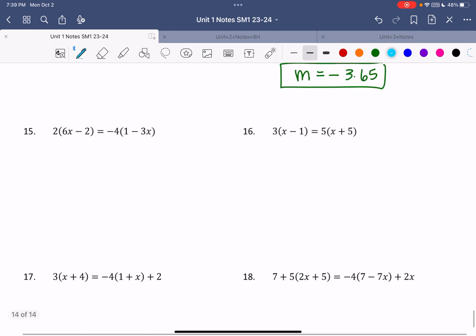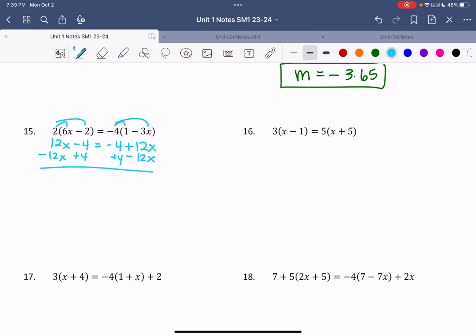All right, here we go. Distribute. 12x minus 4 equals negative 4 plus 12x. Move our variables, subtract 12x, move our numbers, add 4. Well, everything cancels out. We get 0 equals 0, which is a true statement. So every number works, so it's the fancy R.